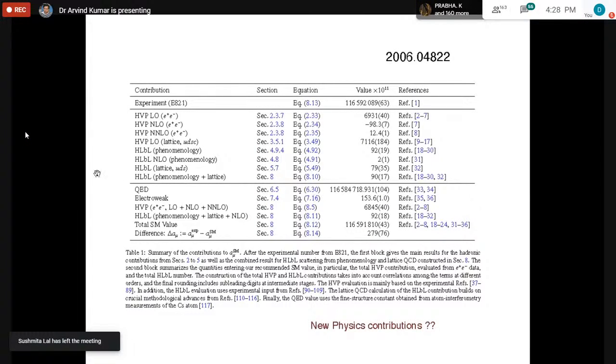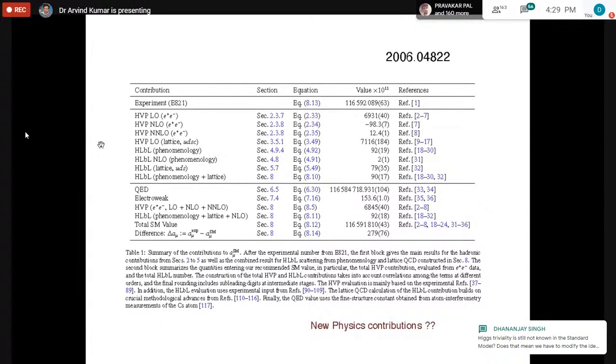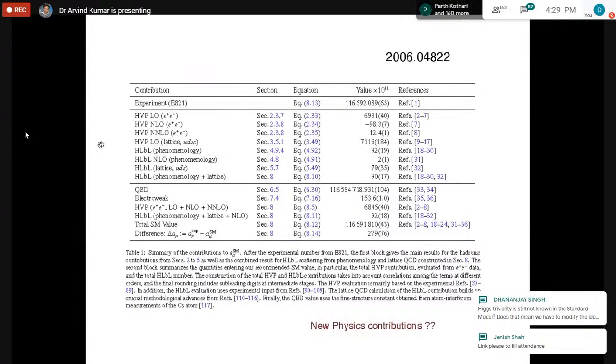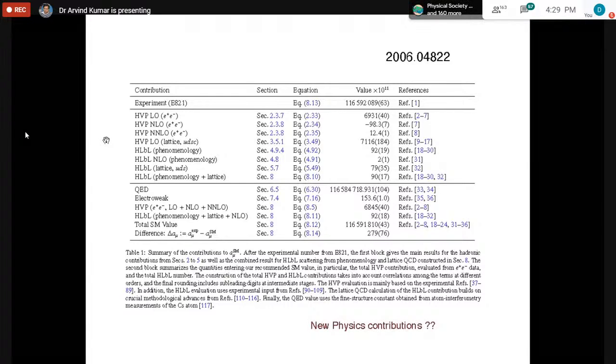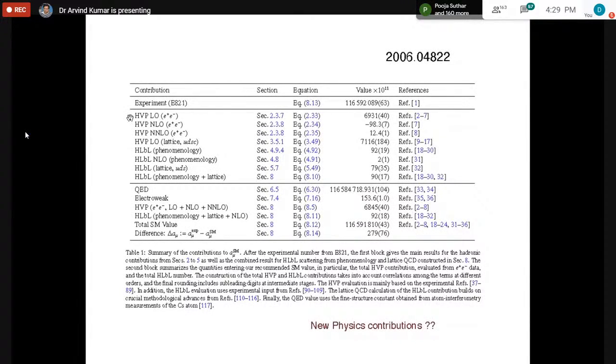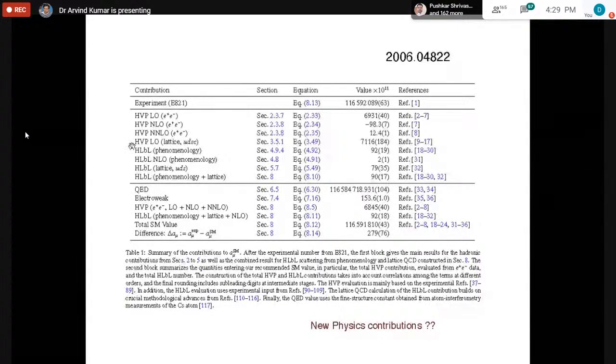Now, this is the latest survey of all the computations which go into the computation of G-2. On the top, you have the experiment, which is the number I have shown you, 1116 and something. And these are the HVP, the hadron vacuum polarization at leading order, next to leading order, next to next to leading order, with the lattice, with phenomenology, light by light phenomenology. So these are all the contributions and their numbers here.